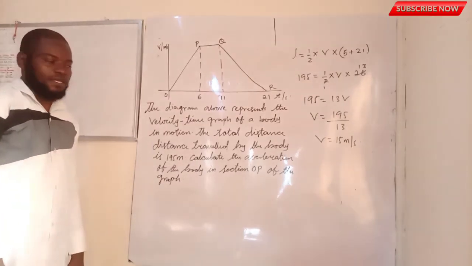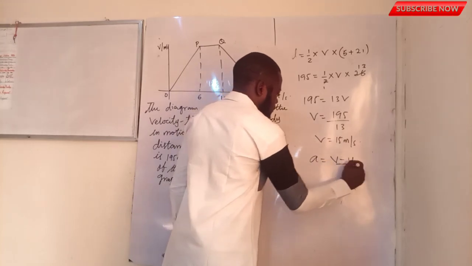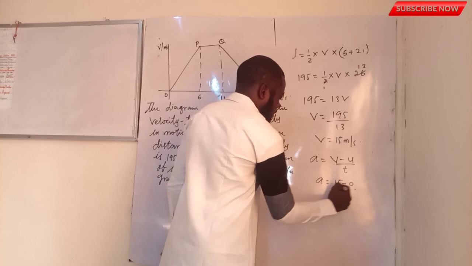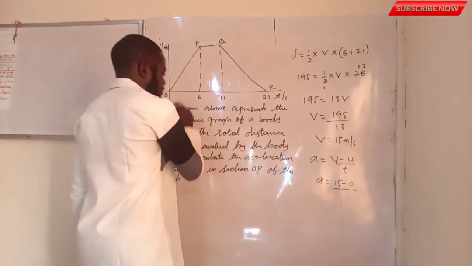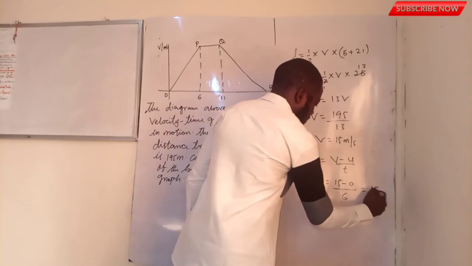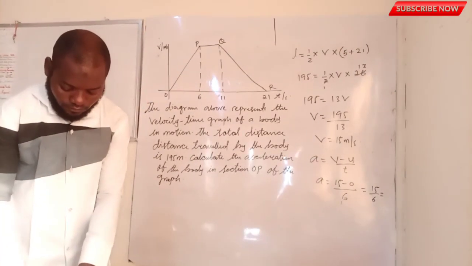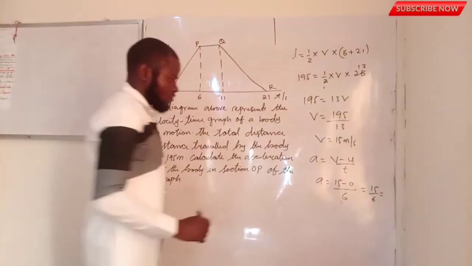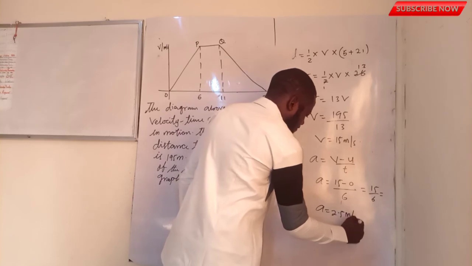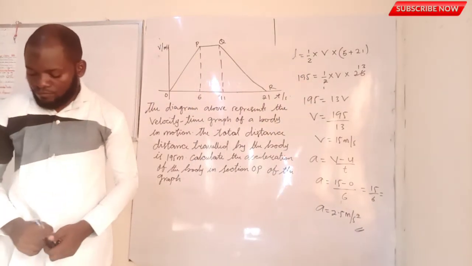Is that taken? Okay, so the acceleration is v minus u over t. So we have 15 minus 0. The time that it takes the body to accelerate is just 6. That will give us 15/6, that's 2.5. So the acceleration is 2.5 meters per second squared. So do you understand this now?